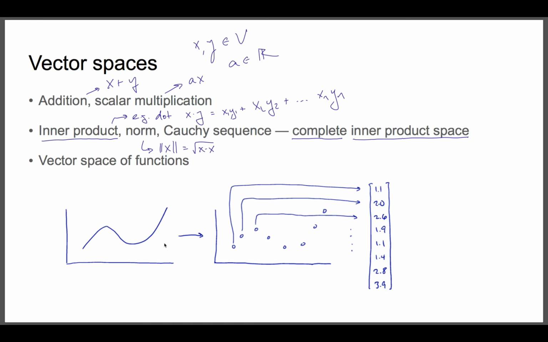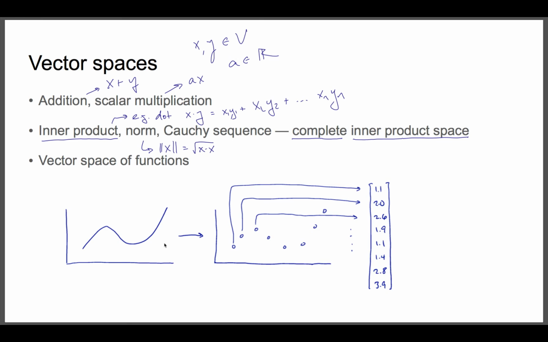Why can you do that? Well, you can take two functions and add them together. You just add them component-wise, right? So the function x plus the function x squared is just the function x plus x squared. And you can scalar multiply them. Again, component-wise, 3x is 3 times the function x.